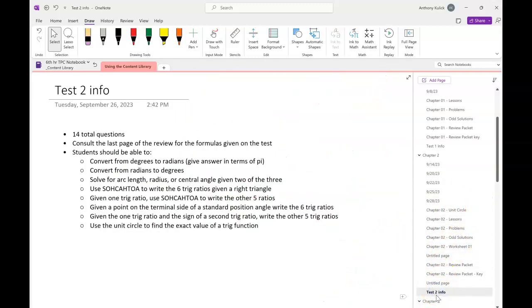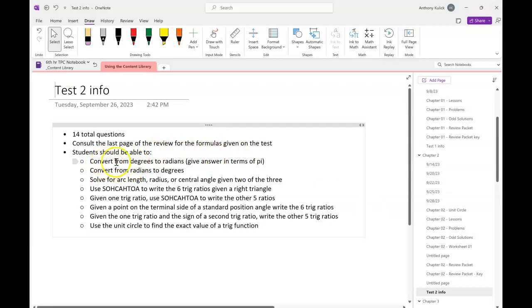Okay. So today's the review day. I want to talk a little bit about the test 2 format, the kinds of things you should expect to be able to do. So test 2 is 14 questions. The last page of the review has a list of the things that you'll be given on the test. It's the unit circle. I'll give you a unit circle for the test. You don't need to write one on your equation sheet. In fact, every test you'll get a unit circle in this class.